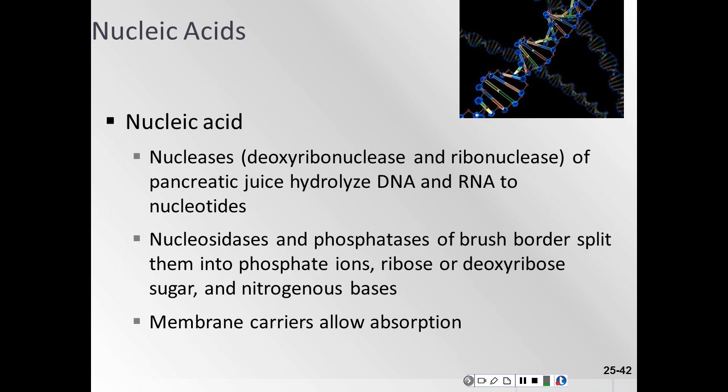Alright, so when we look at the nucleic acids, they are present in only small quantities compared to other dietary macromolecules. Now the nucleases, which are the RNase and the DNase of the pancreatic juice, they hydrolyze these into nucleotides. Now the nucleosidases and the phosphatases of the brush border then break these into phosphate ions, ribose or deoxyribose, and our nucleic bases. Now these are transported by the membrane carriers, and then they're going to enter into the bloodstream.